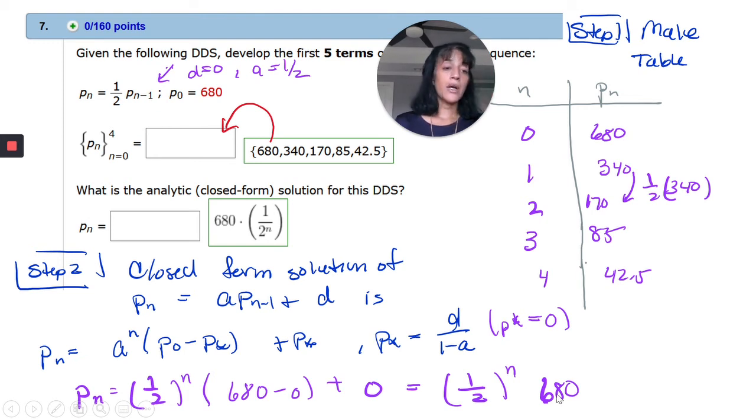What's the benefit of that? Well, I don't have to keep dropping the previous by a half to find the next answer. If I want to know what P4 is, I just plug 4 into here and crank it out on a calculator, and I should get 42.5. And that was what goes into this blank.